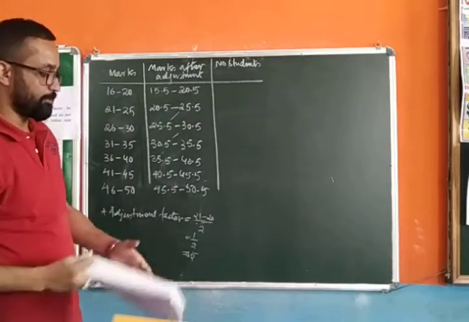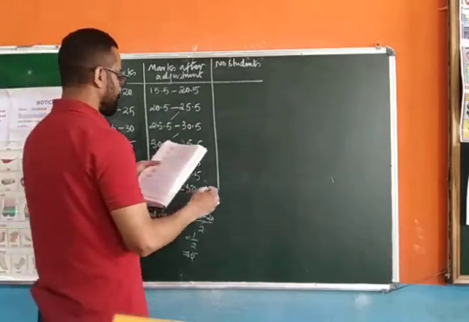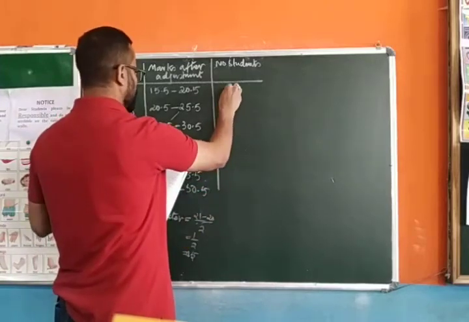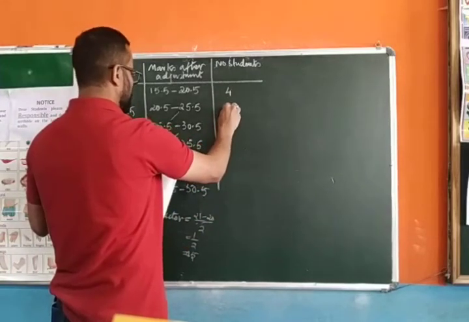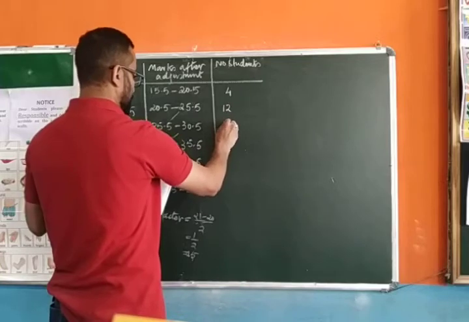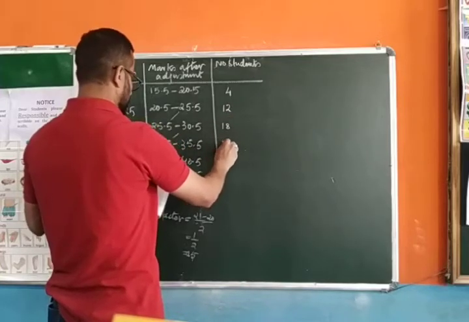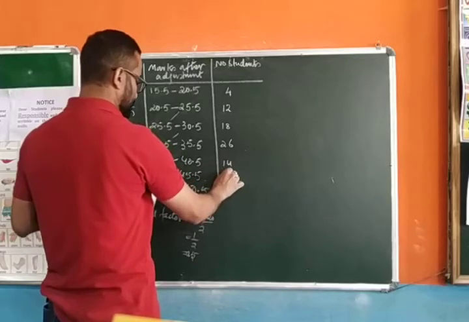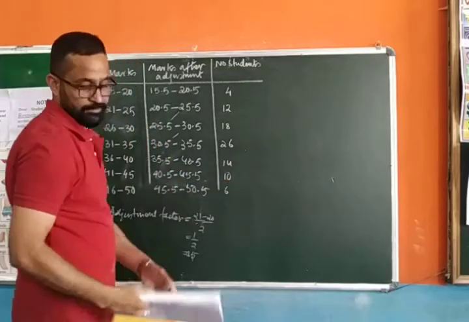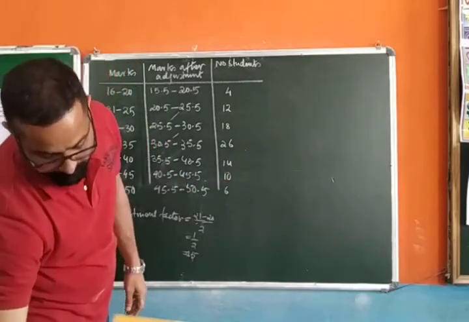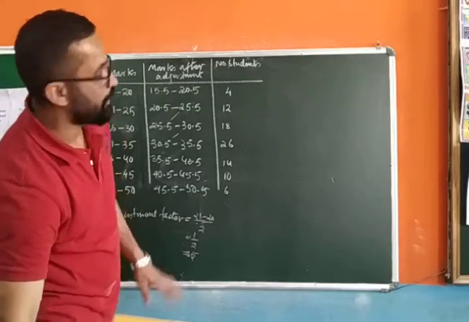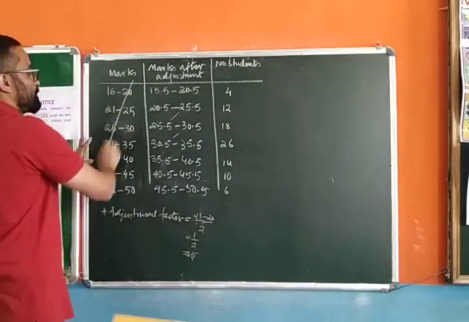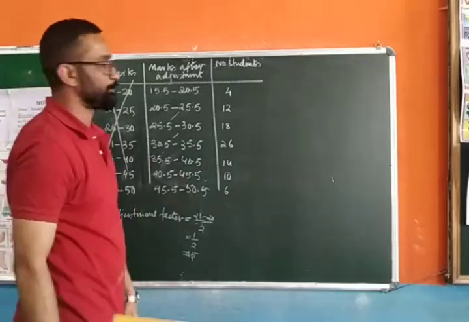Frequency, that is the number of students, you copy. It is 4, 12, 18, 26, 14, 10 and 6. The continuous class interval is there. Now the marks column is not required.